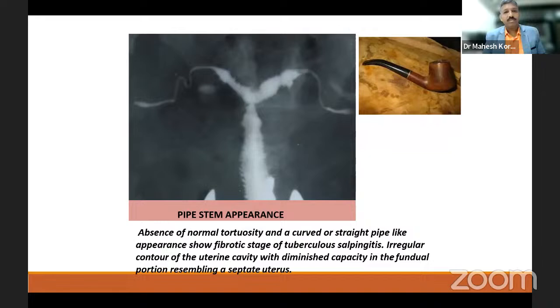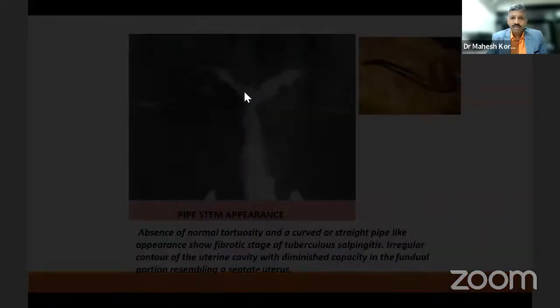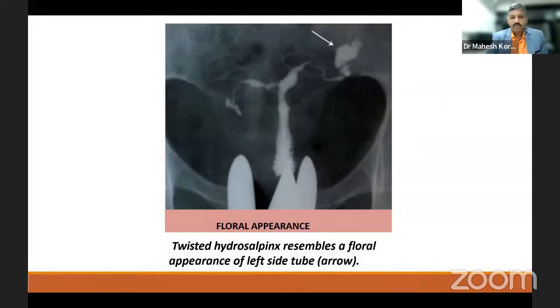This is again a pipe stem appearance. If you see in the old textbook of Dutta, it is also mentioned as a pipe stem, the lead pipe appearance. So these are the few. You can see the pipe stem here, the old cigar pipe stem. This is how tuberculosis looks because of fibrotic changes which have happened in the tubes, and you can see the uterine contour is completely distorted because of the tuberculosis.